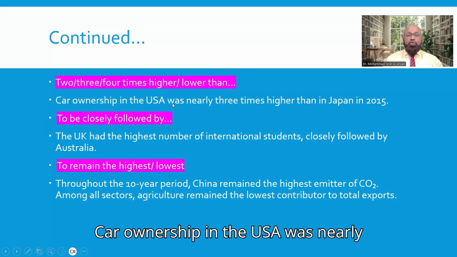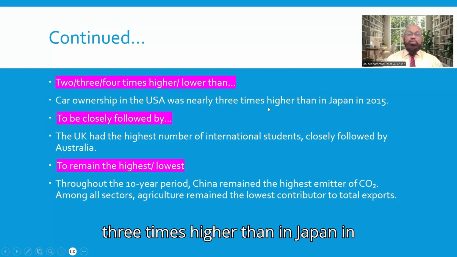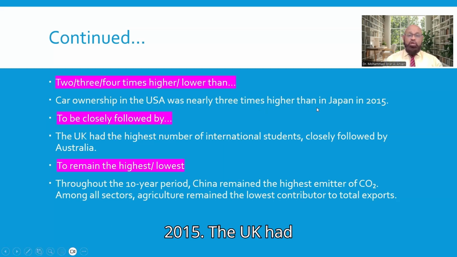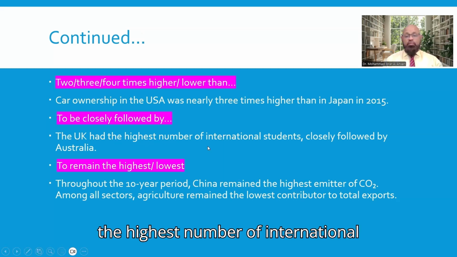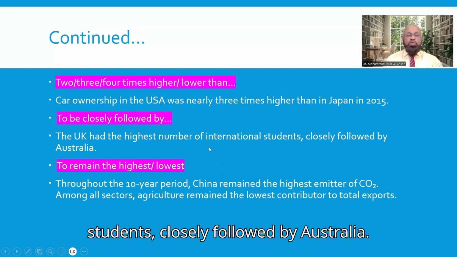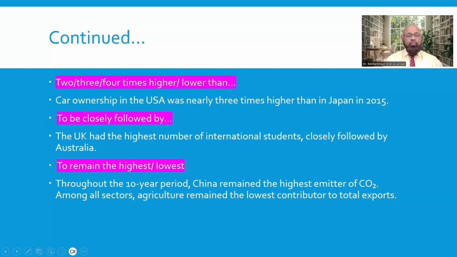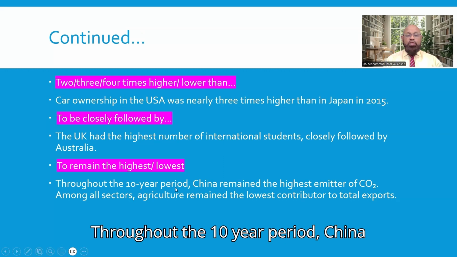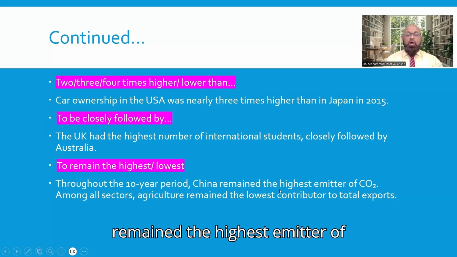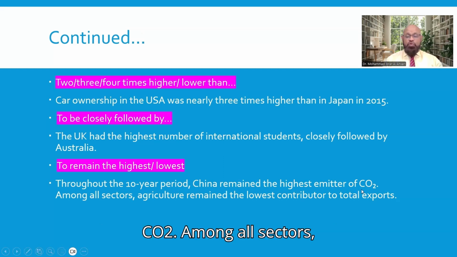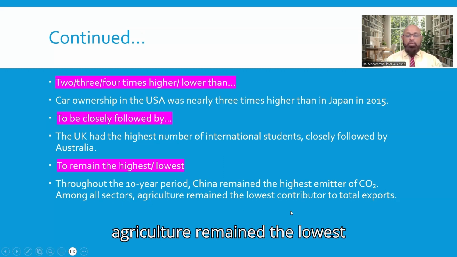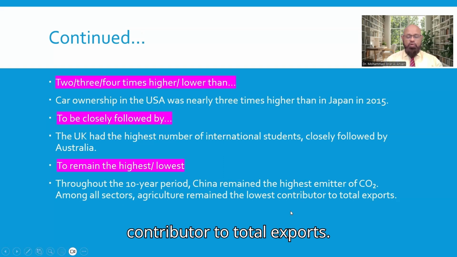Car ownership in the USA was nearly 3 times higher than in Japan in 2015. The UK had the highest number of international students, closely followed by Australia. Throughout the 10-year period, China remained the highest emitter of CO2. Among all sectors, agriculture remained the lowest contributor to total exports.